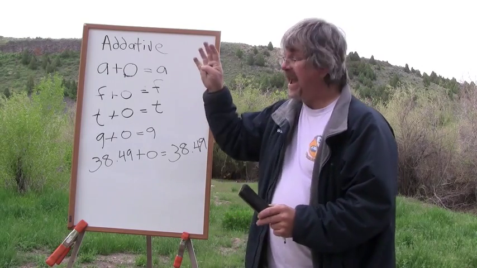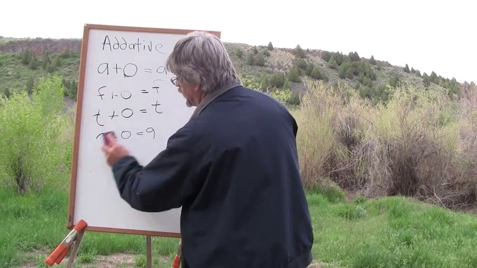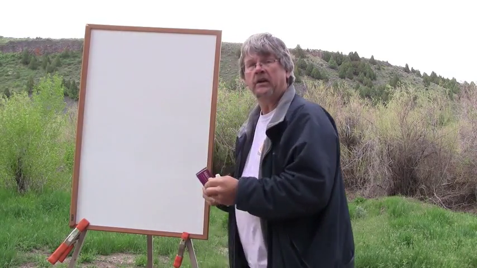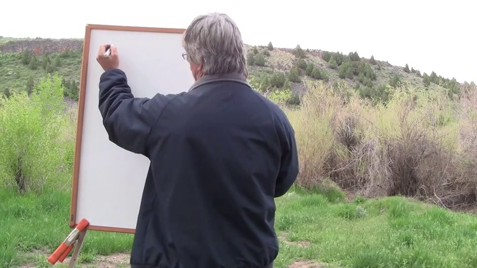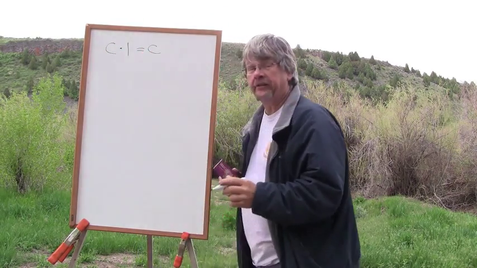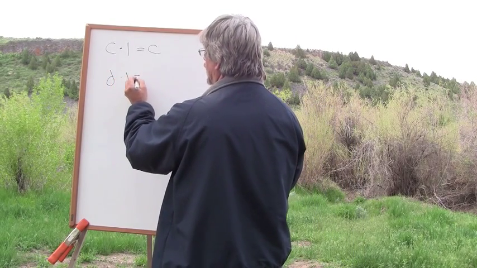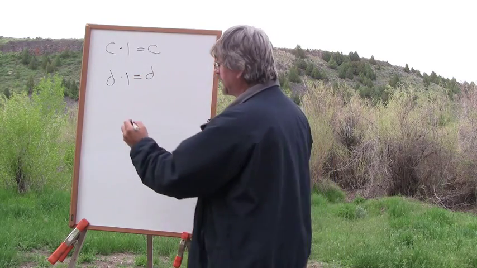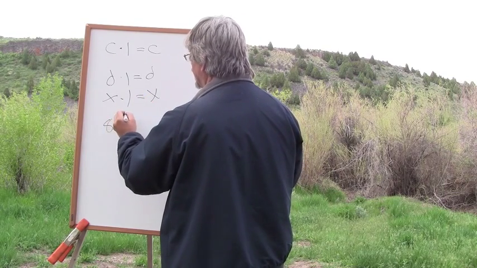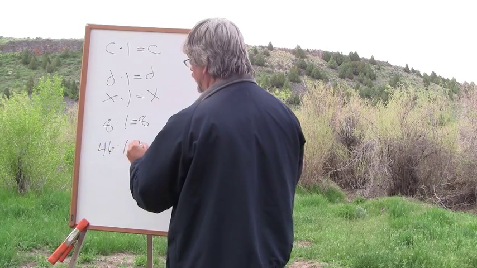Now this is the additive. The multiplicative, when you go to multiply, it's the number 1 that's important. C times 1 is going to be C. D times 1 is going to be D. X times 1 is going to be X. 8 times 1 is 8. 46 times 1 is 46.